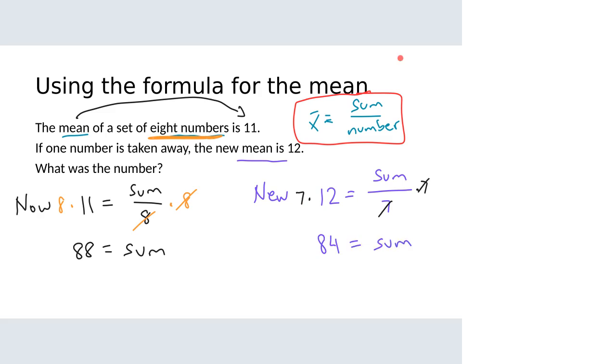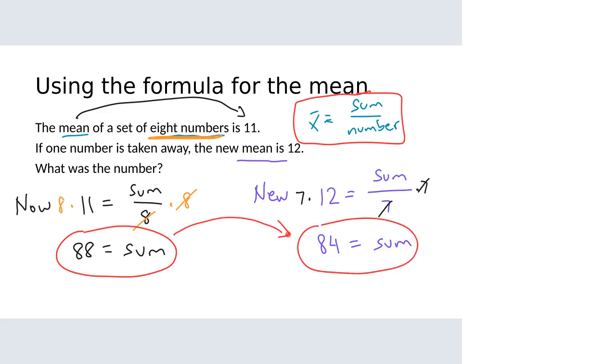So originally, the data set I had added up to 88. I've taken a number away, and now it adds up to 84. So the number that must have been taken away to get me from 88 to 84, you could do the subtraction. This one you could probably do in your head, but the number that was taken away then must have been a 4. Perfect, Riley. Very good. Very good. Are there any questions on this before I have you try one?